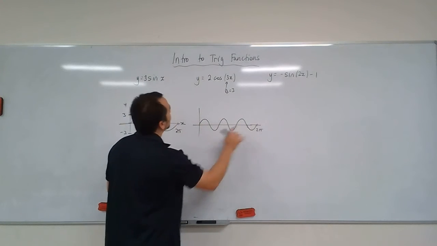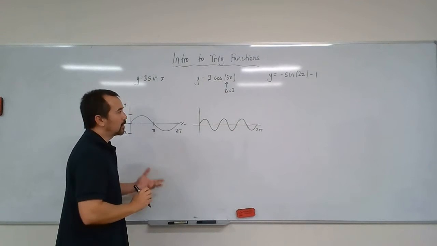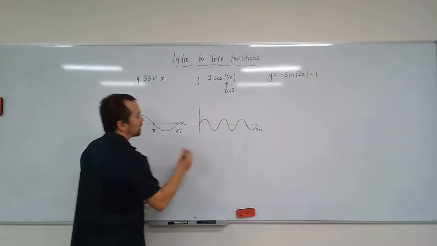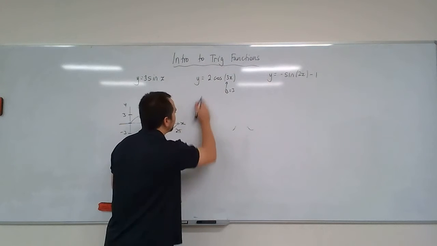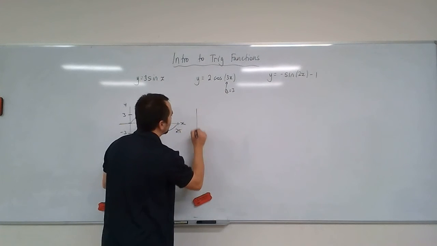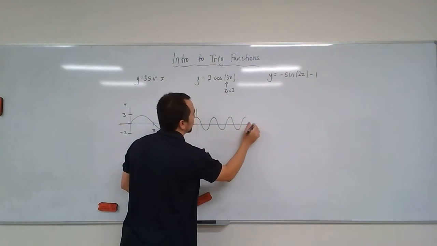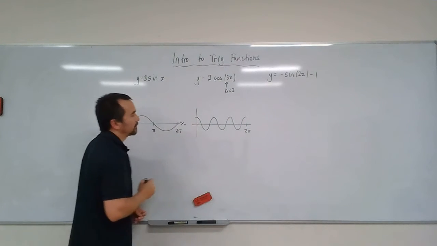1, 2, 3. Perfect. However, that should have been cosine curves. I drew sine curves. So let's redo that. Cosine curves, here we go. 1, 2, 3. Perfect. 2 pi.